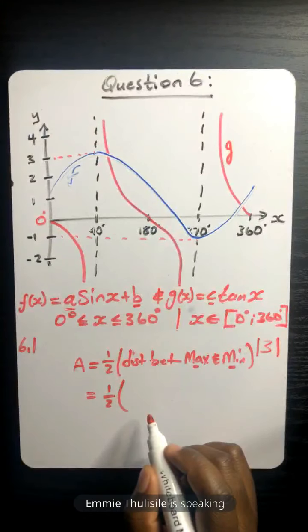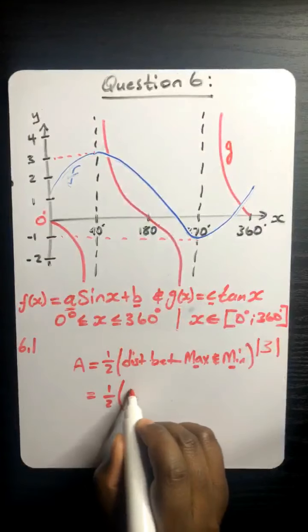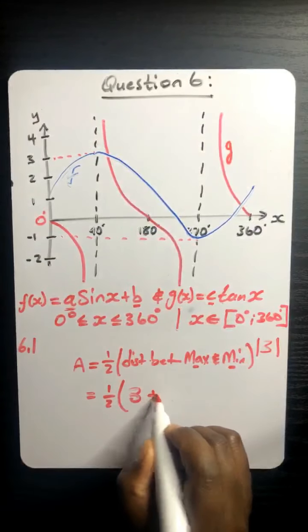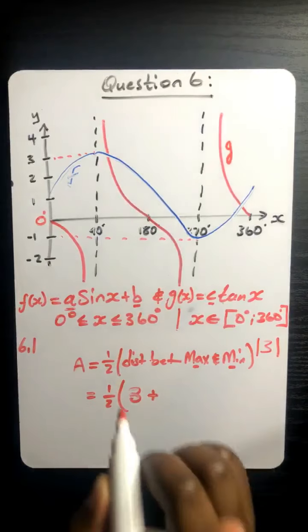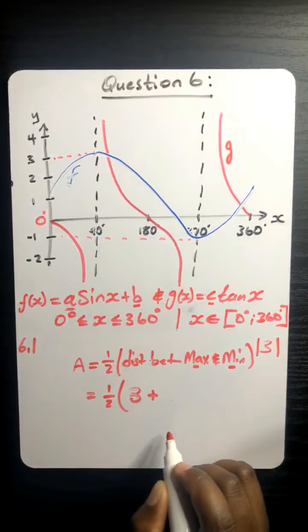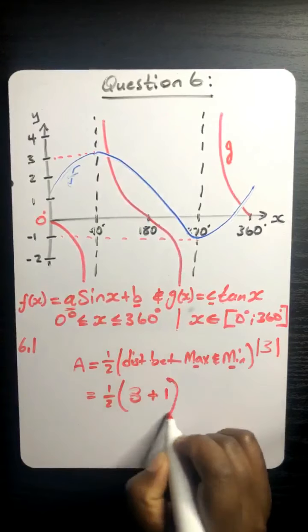3, sir. Yes, the maximum value is 3 because it's the distance we plus. What is the minimum value? -1. Okay, so remember, guys, since we are dealing with the distance, you substitute it as +1.